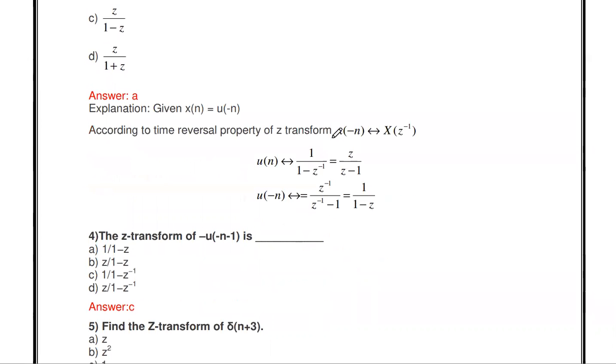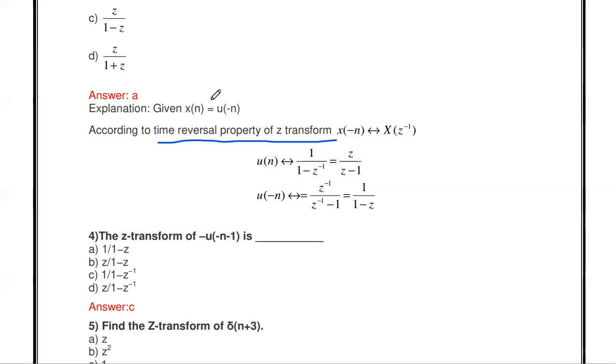In order to solve this problem, we have to use the time reversal property of the Z transform. According to this property, if the sequence x of n has the Z transform capital X of z, then the Z transform of x of minus n, the time reversed signal, is X of z inverse. That is, in the X of z answer, you just replace z by z inverse.